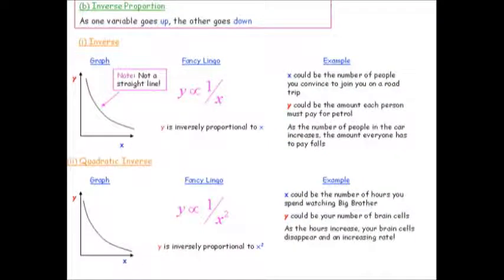The next that we look at is inverse proportion. In inverse proportion, when one variable goes up, the other one goes down. So in this particular case, when y is decreasing, x is increasing. Mathematically, we express it as y varies with the inverse, 1 over x. That's what inverse means, it's 1 over x.